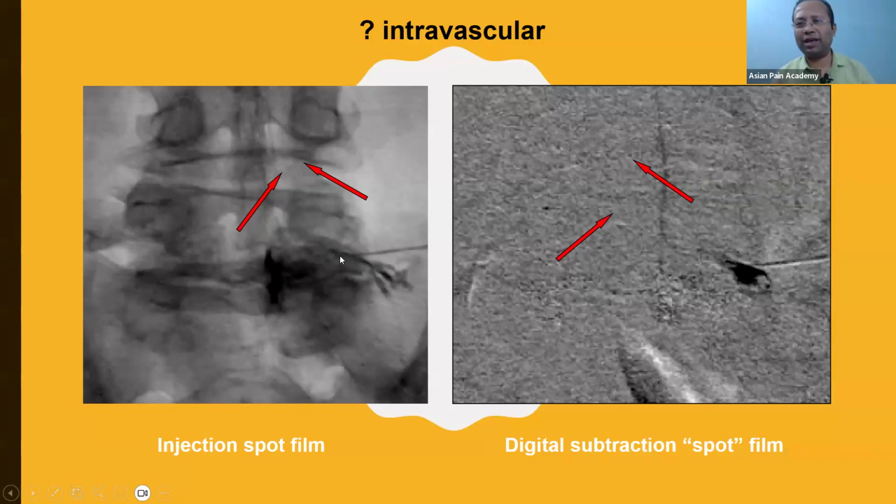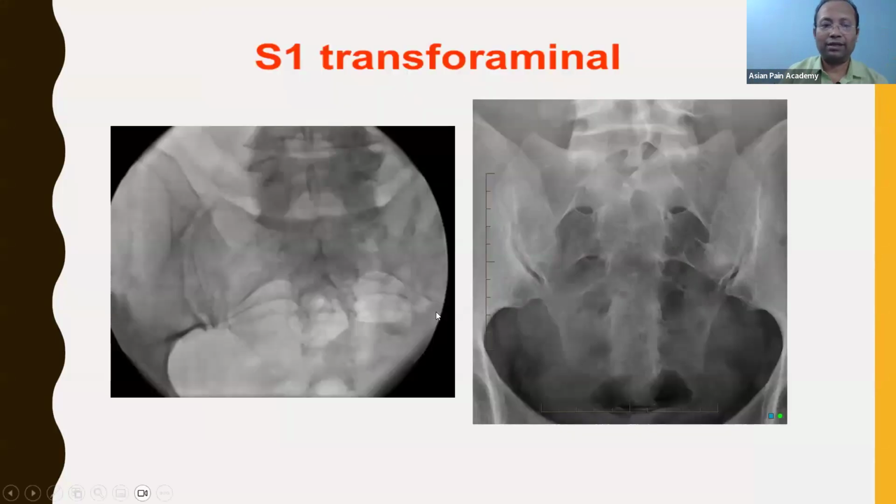So this procedure was being done in a DSA suite, actually in an angiography suite. That's why they could take it. So the thing is that for even a small amount of doubt, you should not proceed with the procedure, because once you have not given the drug, control is in your hand. But once you have given it, then it is your fate: if nothing happens, you are lucky, and if something happens, then gone. So this is also intravascular in a transforaminal.